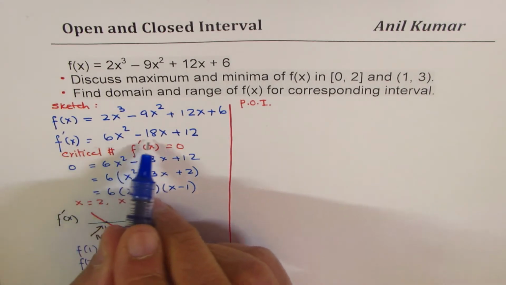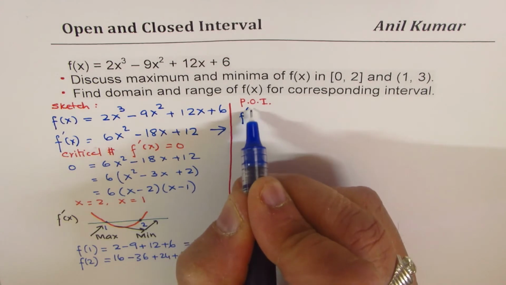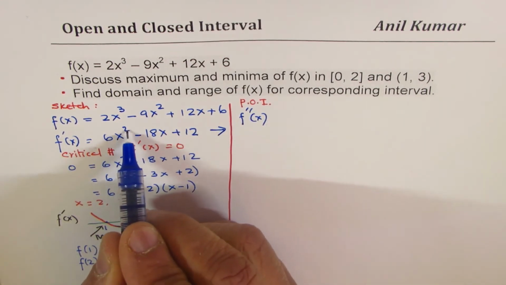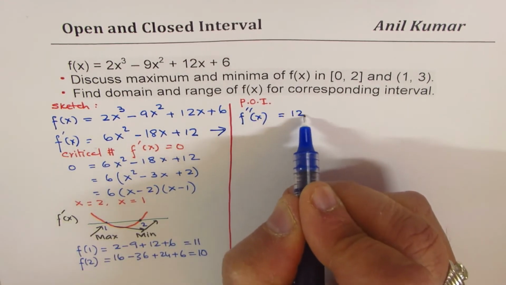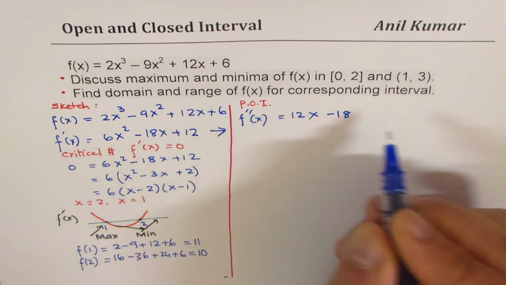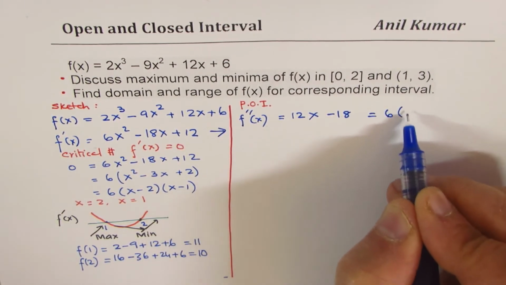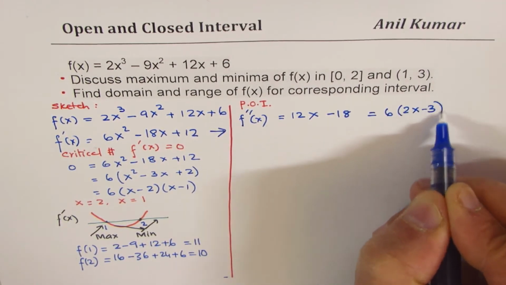So the first derivative is right there. We are going to use this to find the second derivative. So the second derivative is 6 times 2, 12, 12x minus 18, right? So 12x minus 18, you can take 6 common. So we have 6 times 2x minus 3.